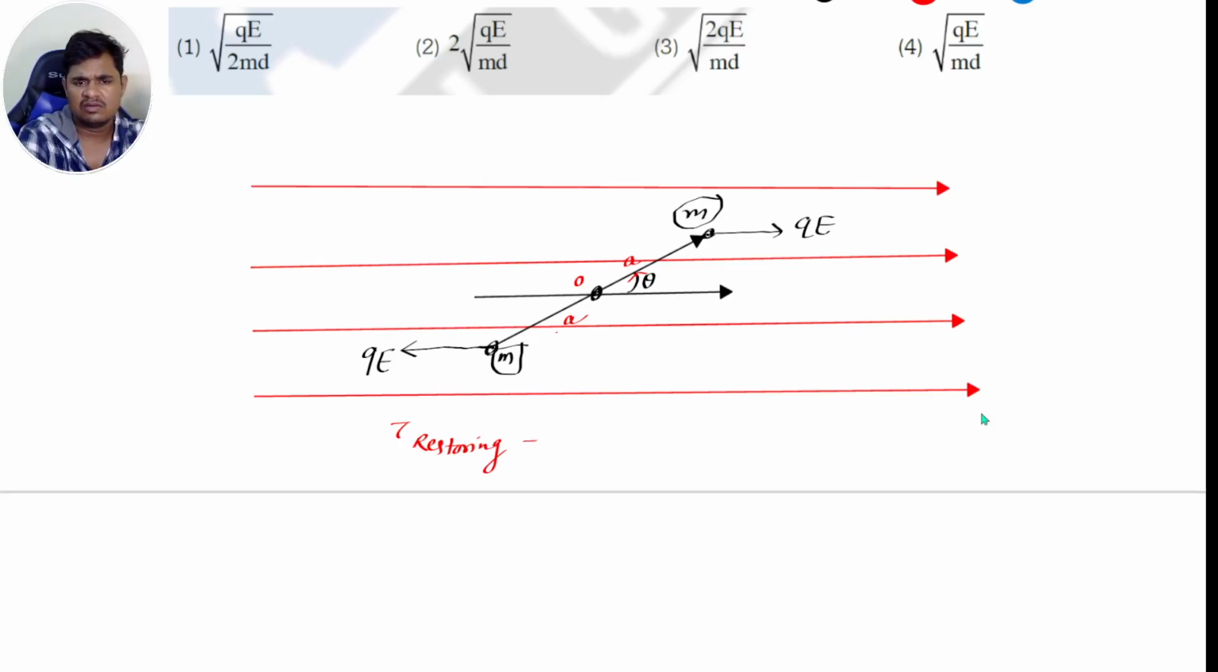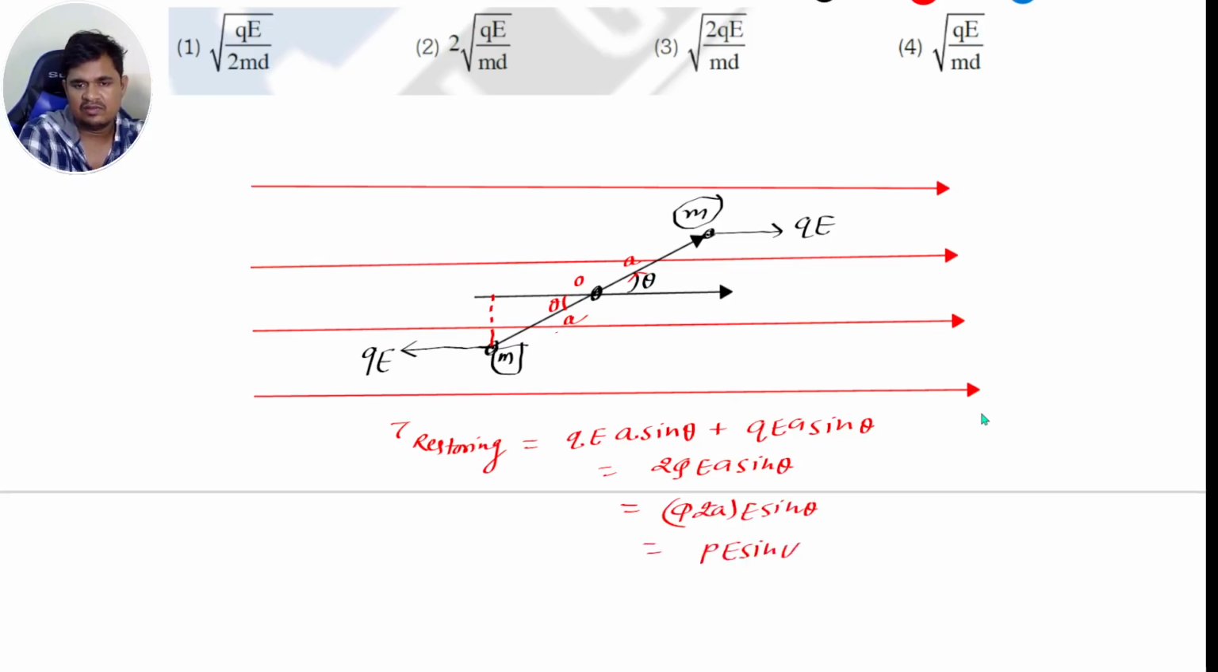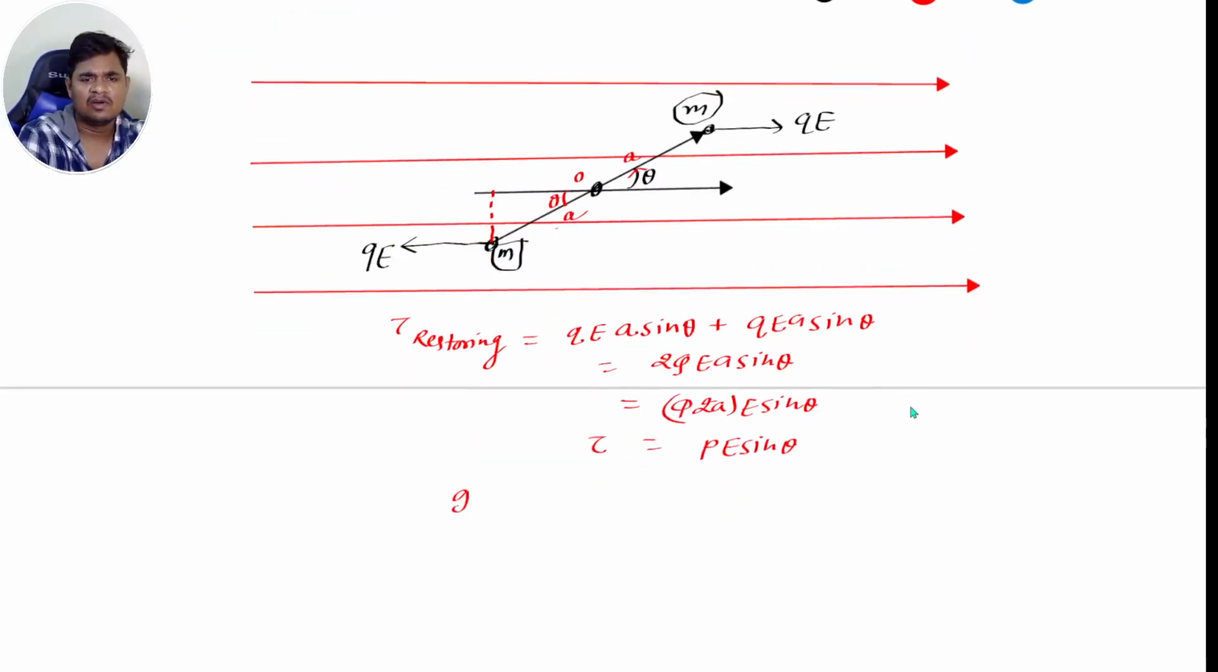So this restoring torque will be written as qE times a, and this distance is a sin theta due to one force, and due to the other force also the same value, qE a sin theta. So we get twice qEa sin theta, which I write as q times 2a times E sin theta. So this is pE sin theta. This is the restoring torque.